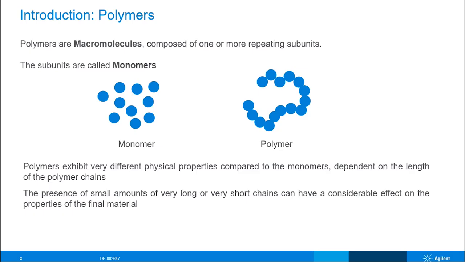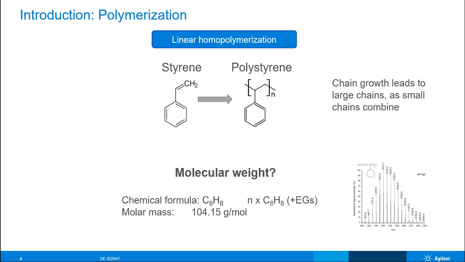So when we talk about GPC and SEC from a traditional standpoint, what we really need to start is in the materials world, and specifically looking at polymers. For those who are unfamiliar, polymers are macromolecules that are composed of one or more repeating subunits. These subunits are called monomers. Through polymerization of these monomeric units, you end up with the polymer backbone. Polymers exhibit very different physical properties compared to monomers, and those properties of the polymers themselves depend on the length of the polymer chains within the polymer as well. The presence of small amounts of very long or very short chains can have a considerable effect on the bulk properties of your final material, and finding a way to characterize these is where GPC and SEC initially took off.